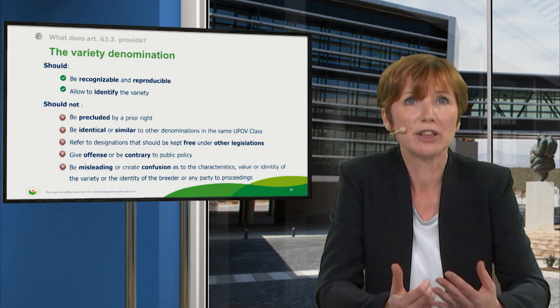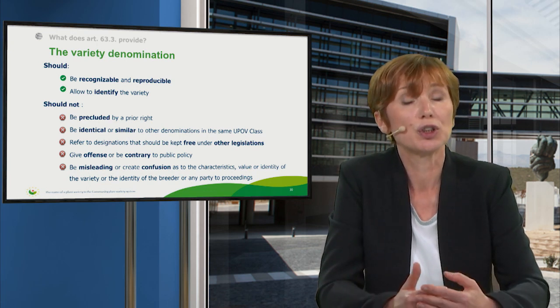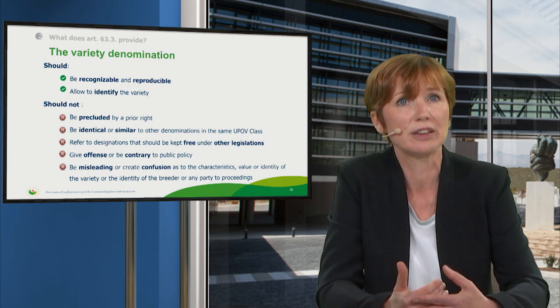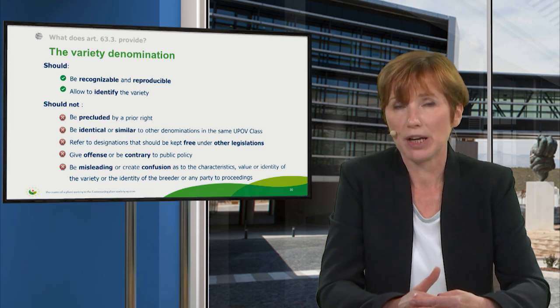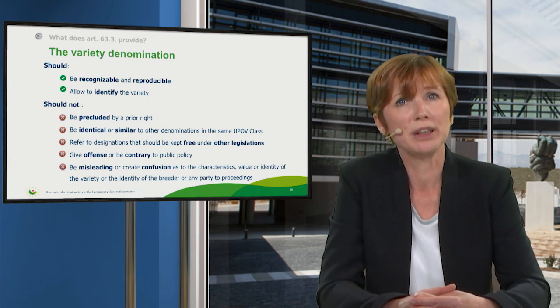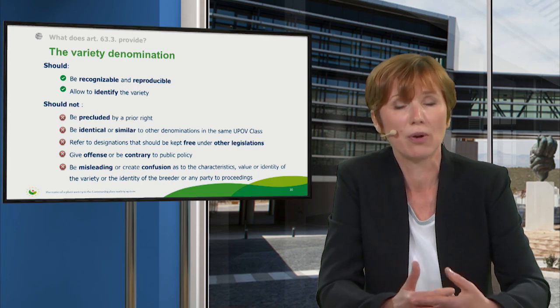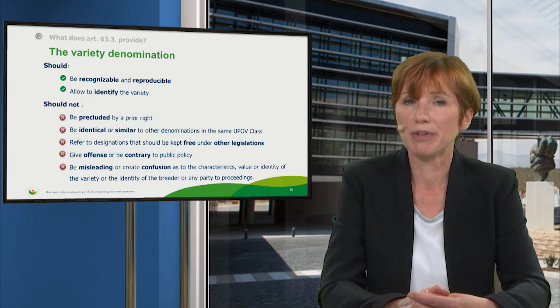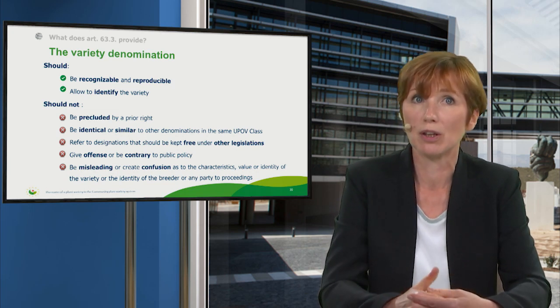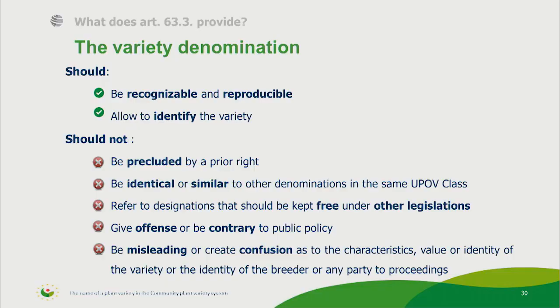So, to put it in a nutshell, a variety denomination should be recognizable and should allow to identify the variety. It should not be precluded by a prior right. It should not be identical or similar to another denomination in the same EUIPO class. It should not refer to designations that must be kept free under other legislations. And the denomination should not give offense or be contrary to public policy. Finally, it should not be misleading or create confusion.